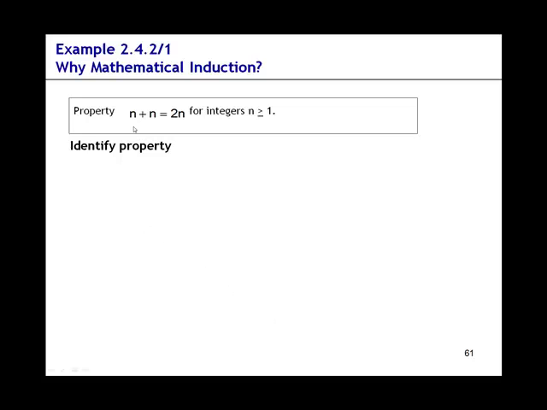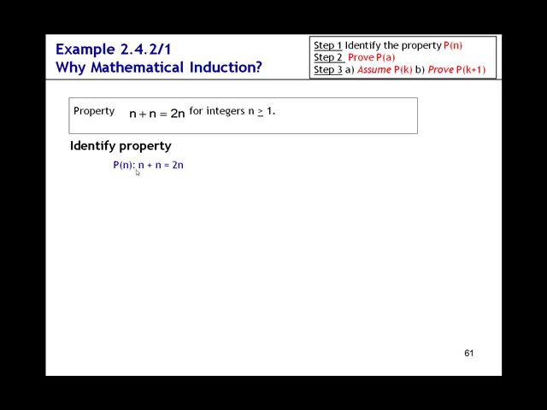The property that we are trying to prove is n plus n equals 2n for integers n greater than or equal to 1. So we identify the property. Property Pn will be n plus n equals 2n. So we are done with step 1. It's one of the simplest steps.